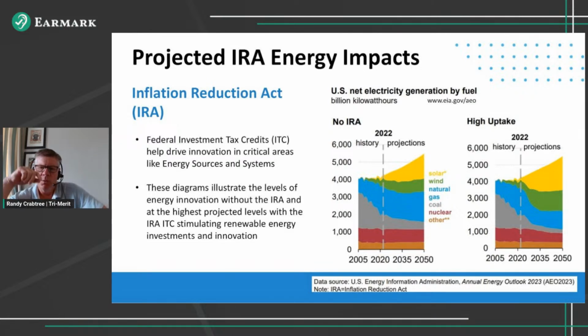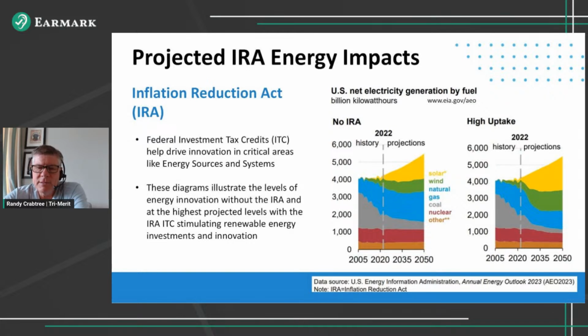But without this incentive, without this tax bill that came out a year and a half ago, the projection was that by the year 2050, if you look at the no IRA line in the middle of the screen there, we were going to be close to maybe 30% reliant on renewable energy. And I think it was more in the 20% range. So no incentives, not as much increase in the reliance on renewable energy, but still a significant increase from where it was in 2022, going from 10 to 15% up to 25 to 30%.